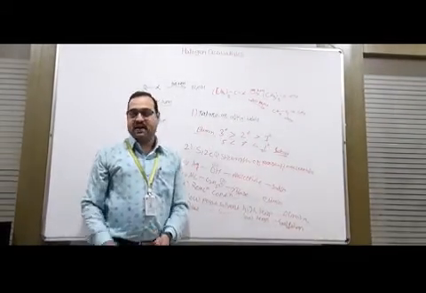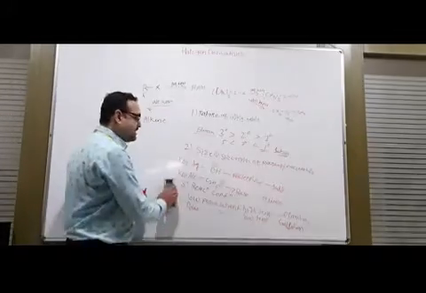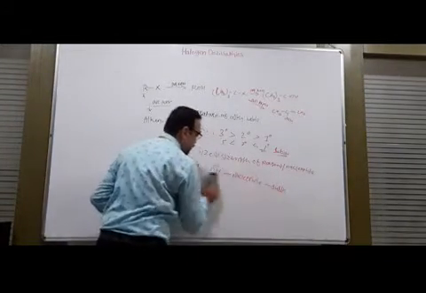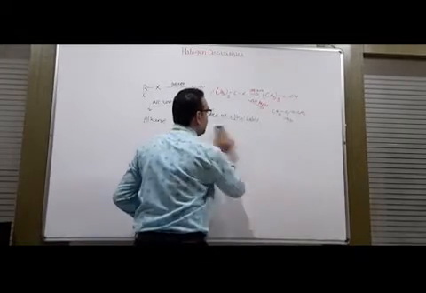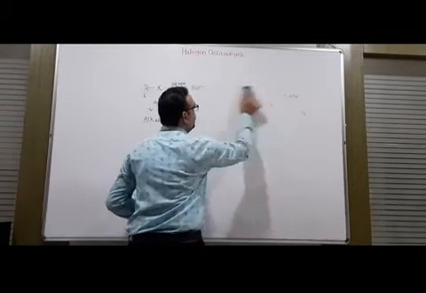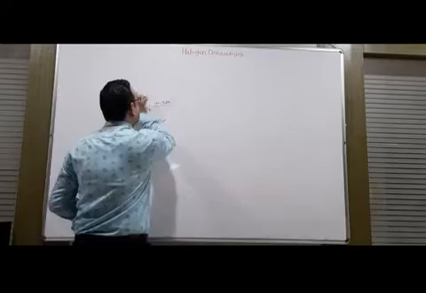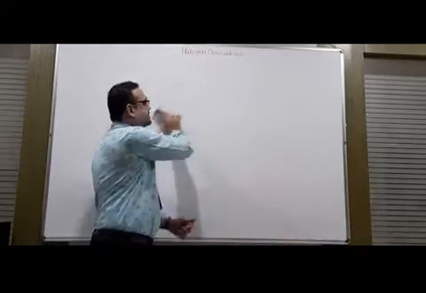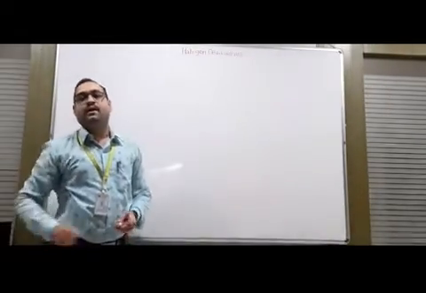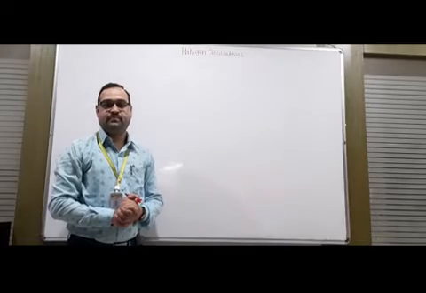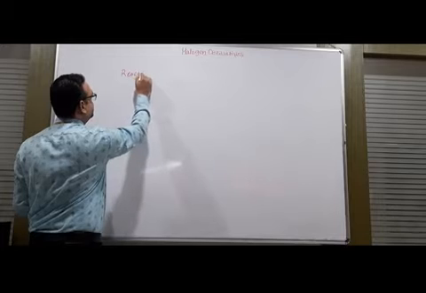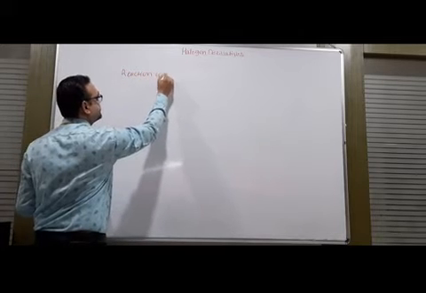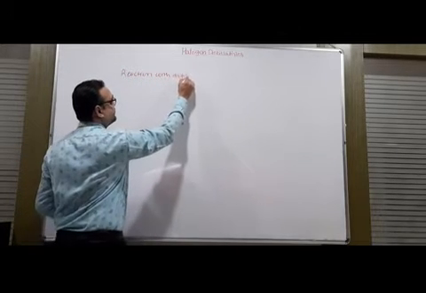So let's discuss the next point, that is reaction with active metals. Alkyl halide reaction with active metals. What are active metals? They are metals from the first and second group. First and second group means s-block elements. Reaction with active metals.